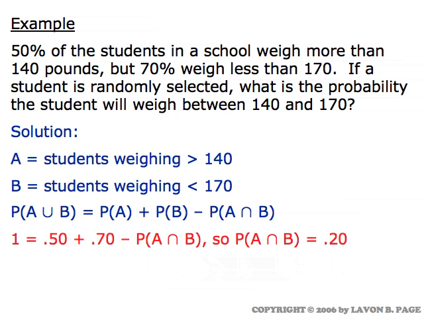Another way to do this would be to look at it in terms of a Venn diagram, but I'm right now more interested in getting you accustomed to think in terms of this equation.